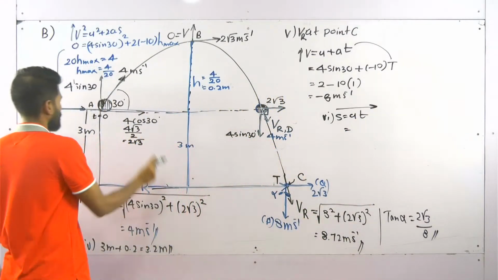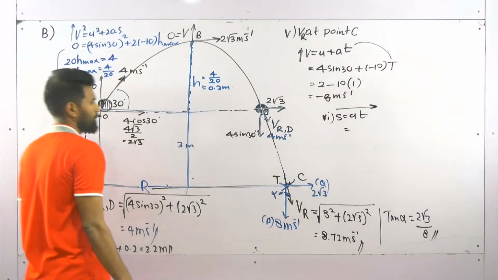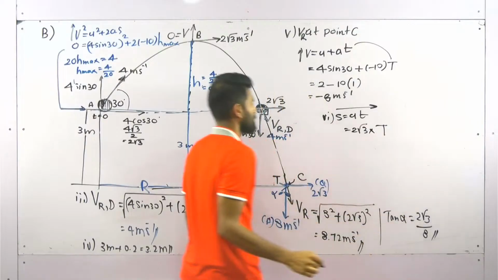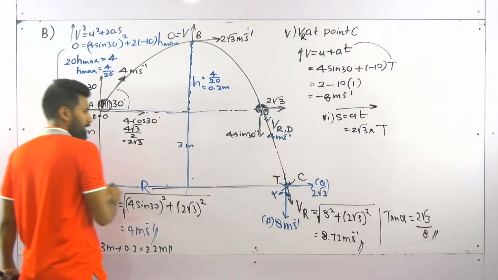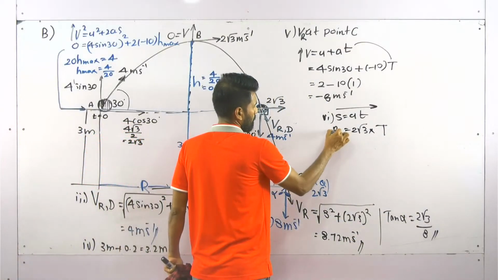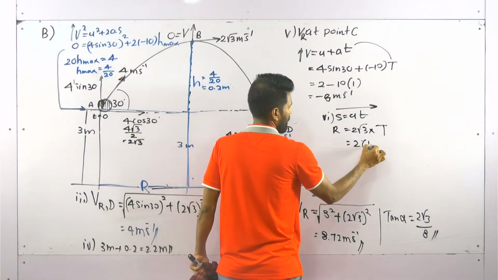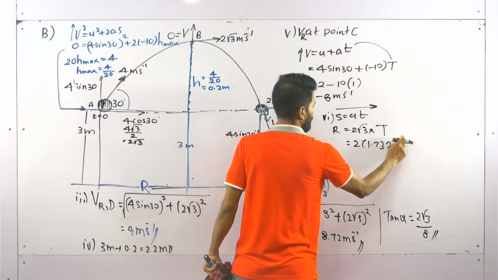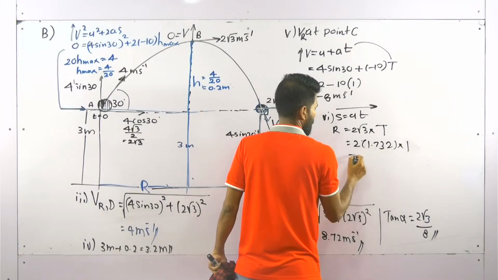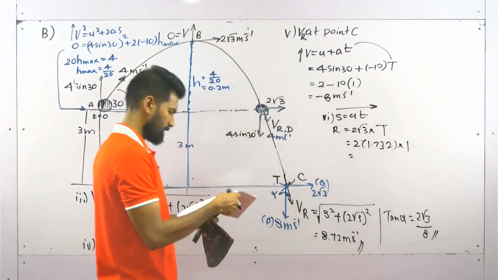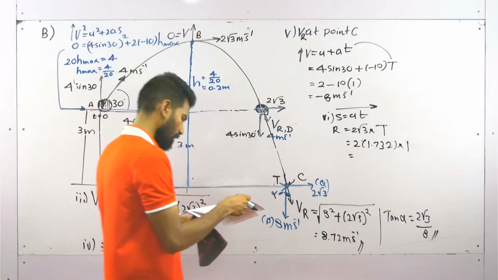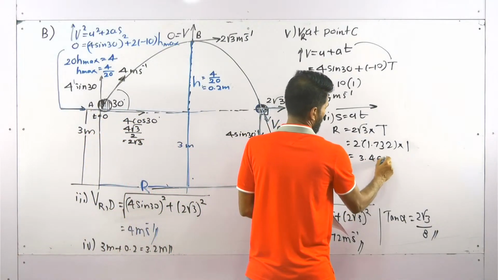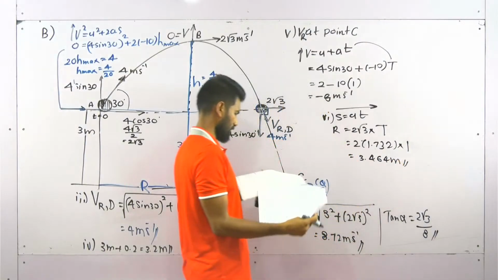So you can apply S equals ut, where u is the constant velocity in a certain direction. The horizontal velocity component won't change. 2 root 3 multiplied by the flying time is the horizontal range that this projectile moves. 2 root 3, with root 3 as 1.7, into capital T, flying time is 1. Then you will get the answer 3.464 for question number 6.